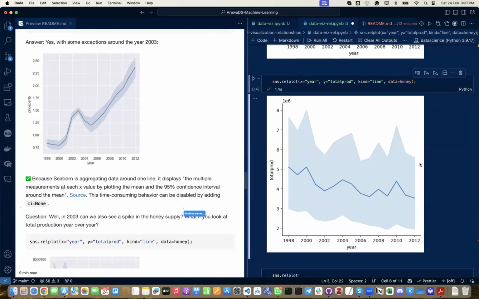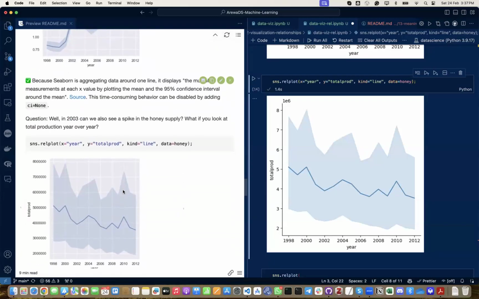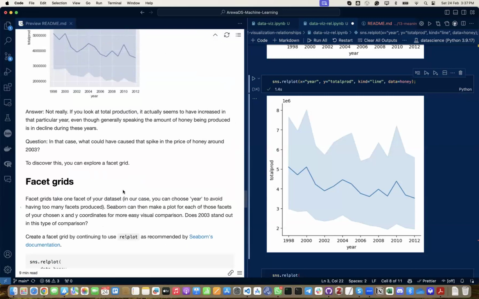And then since the quantity was just going down, the price continued increasing. So maybe there are fewer honey bees around that produce less quantity. And since there is less quantity and a lot of people want to buy honey, the price increased. So these are also relationships. You see the relationship between the total production and the price.